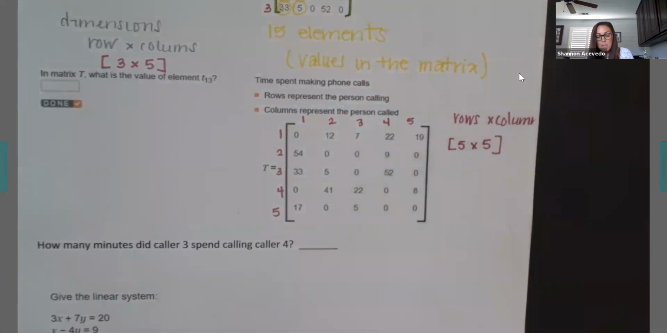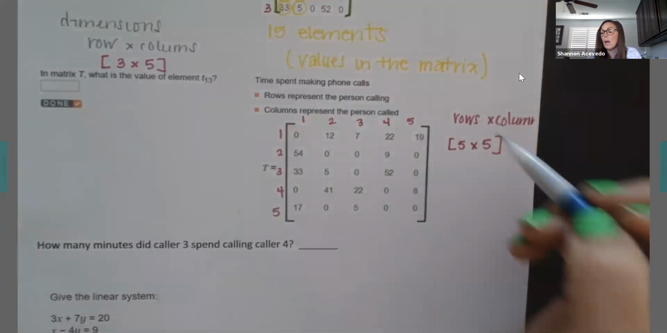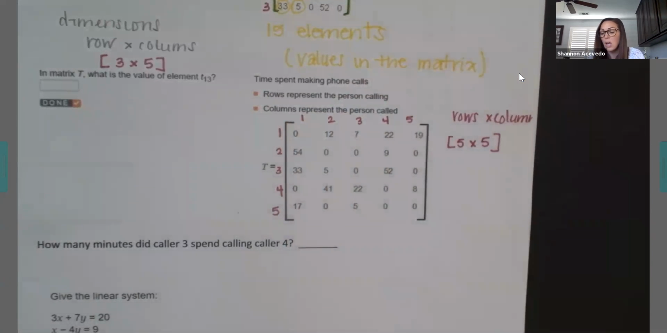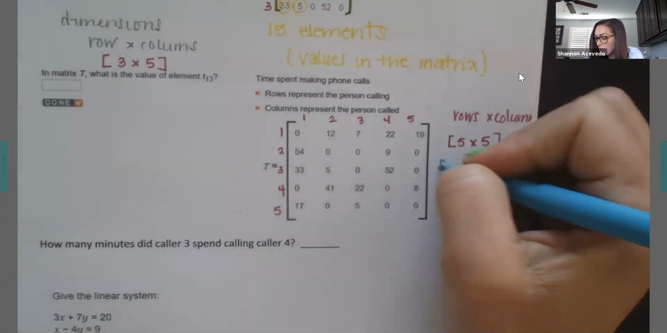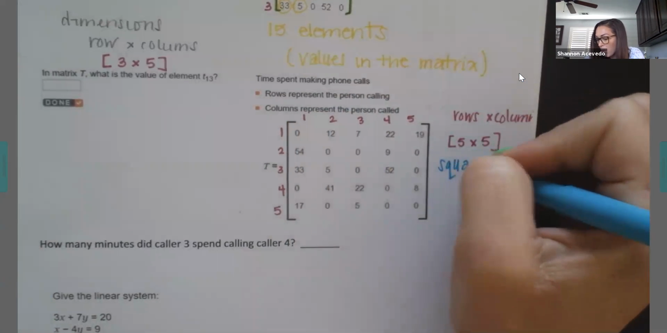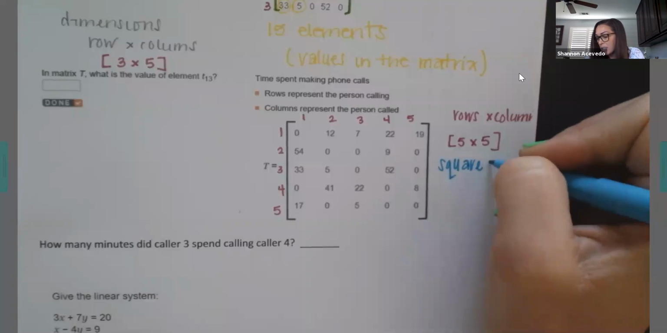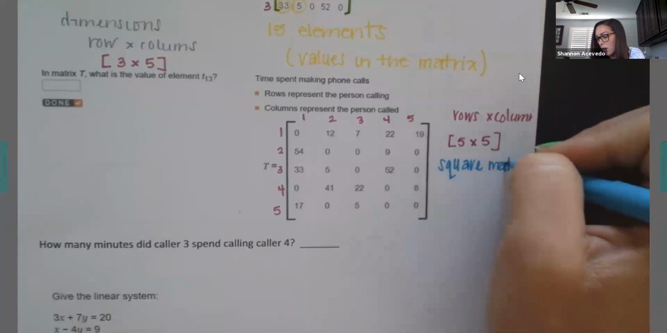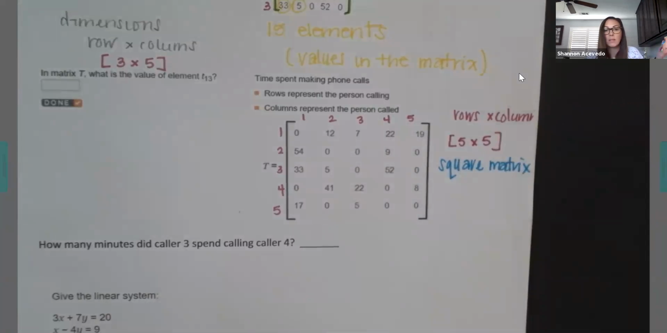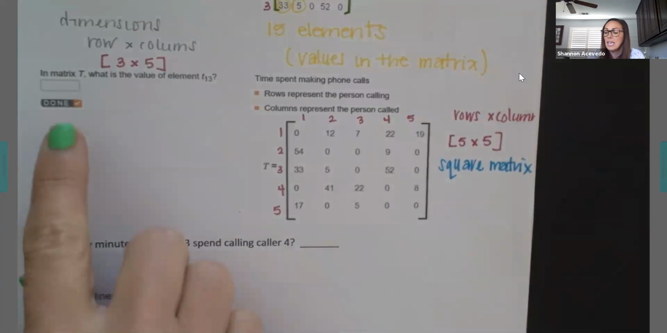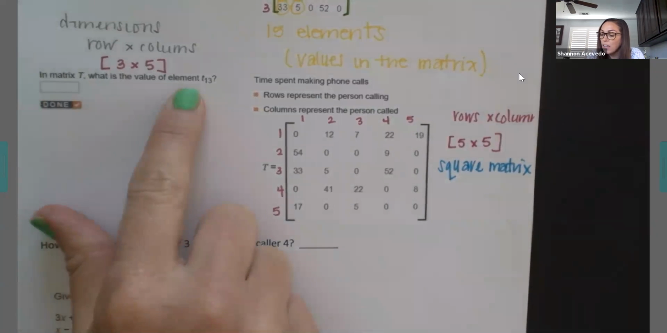When you have the same number of rows as you have columns, this has a special name. This is what we would call a square matrix. It's called a square matrix because it has the same number for each side. It forms a square. Pretty straightforward.